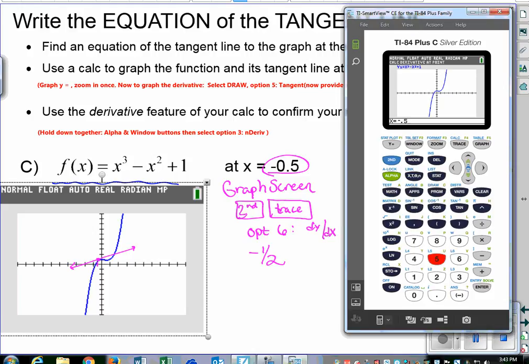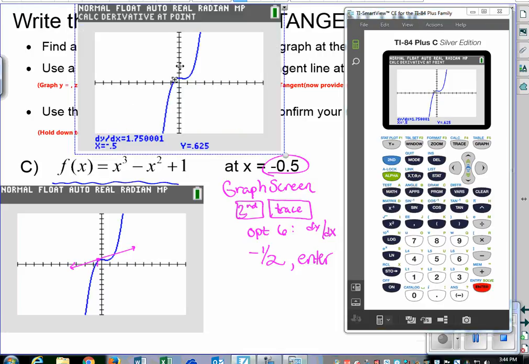And you saw, as I did that, the bottom line changed. And then I need to hit enter. On the bottom of my screen, it now tells me what the slope is. Let's pull this over. So here's my slope. When I went into second calculate, I got dy/dx equals 1.750. That's like 1 3/4, isn't it? So there's the slope that we captured at negative 1/2.